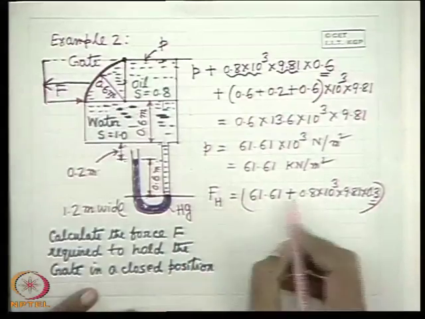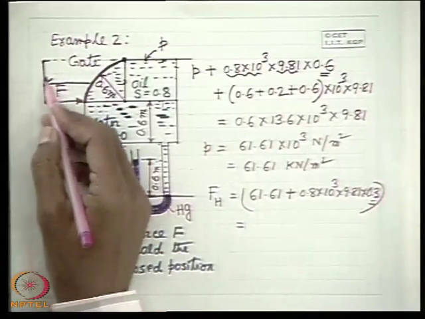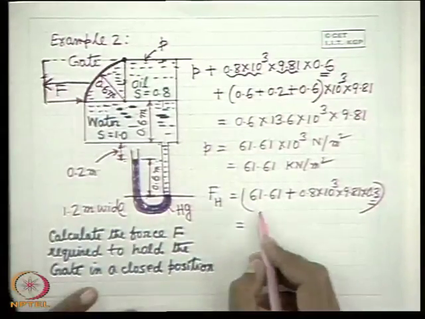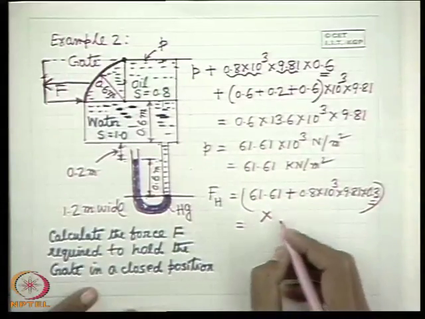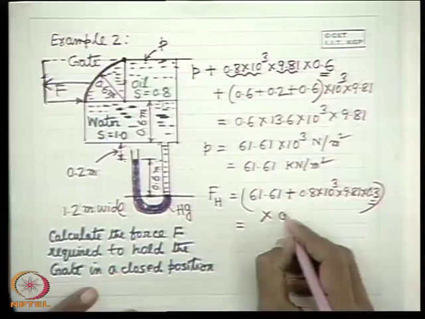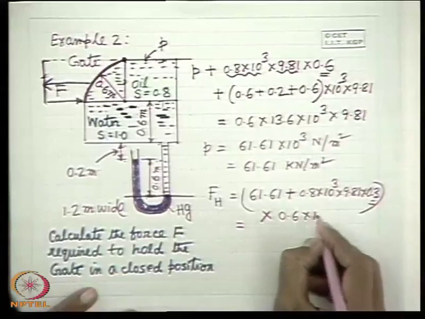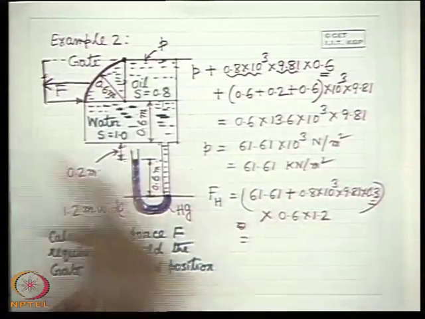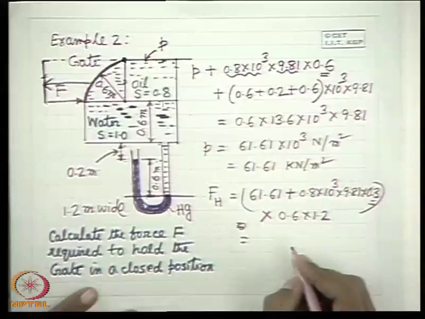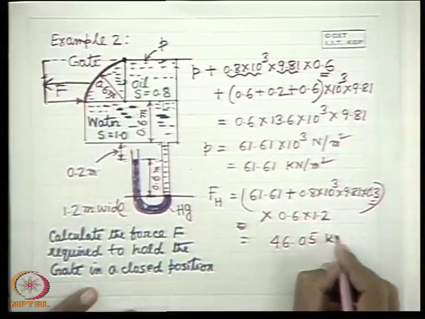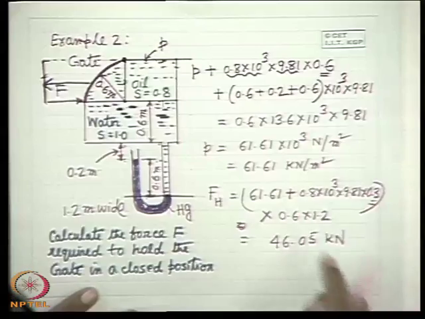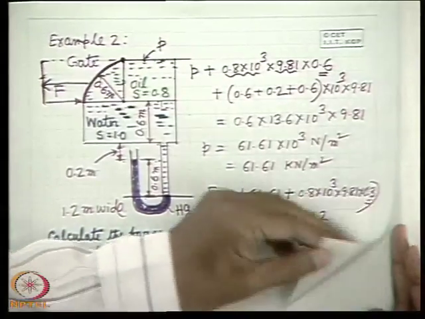Then the force is this pressure at the center of area, times the area. What is the area now? Area is 0.6 into 1.2. Very good. So the horizontal component will come out to be 46.05 kilonewton. Now the next part is the vertical force.